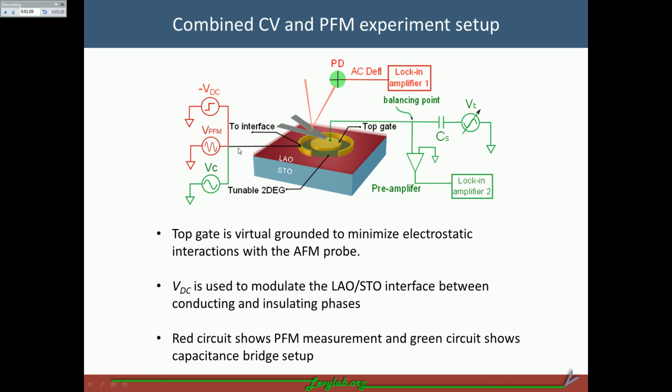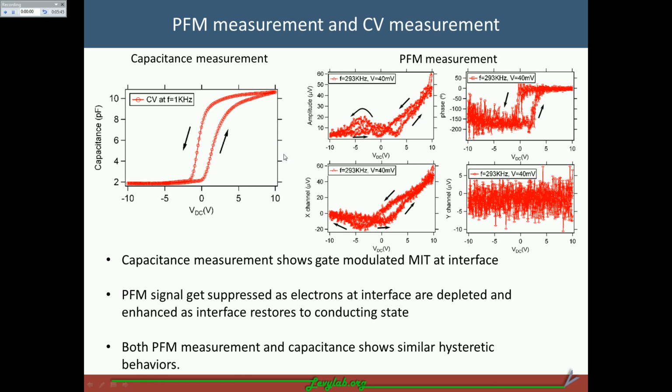And we apply the DC bias directly to the interface to modulate the metal insulator transition at the interface. And also there are two circuits here in the graph. The red circuit represents what we use to measure the piezo response signal, and the green circuit is the capacitance bridge that we use to measure the capacitance signal. And here is the piezo response measurement and the capacitance measurement.